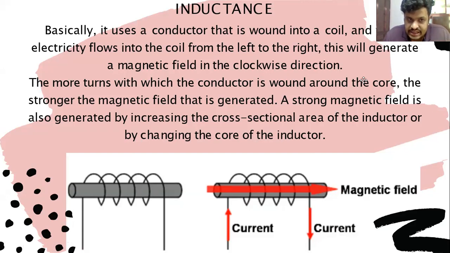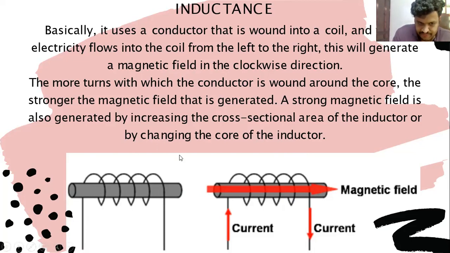When electricity flows into the coil from left to right, this will generate a magnetic field in the clockwise direction. This is the figure. When we connect a voltage across this, current will flow from left to right in this direction. Then a magnetic field, as represented here, will be generated in the clockwise direction.